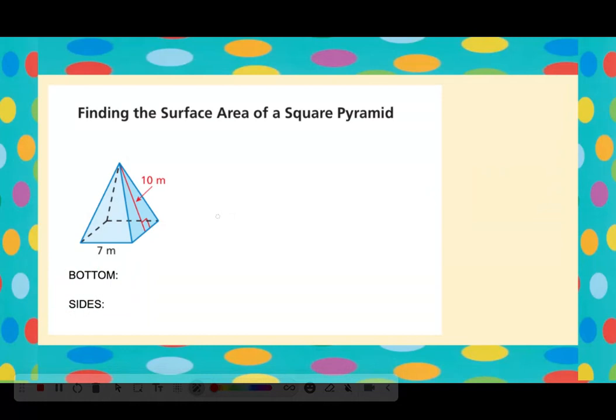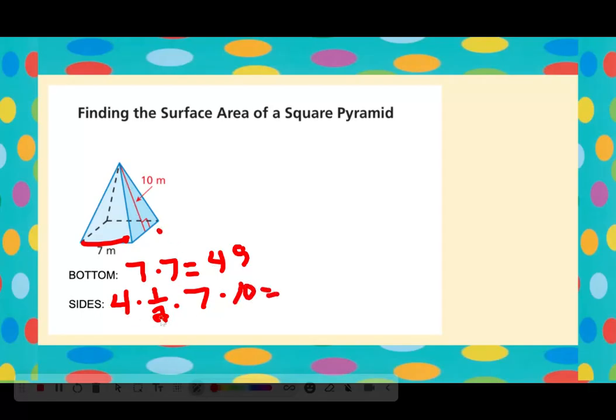Okay, here we have a square pyramid. So we know the bottom is a square, so that's 7 times 7. It's only one bottom, so that's 49. I can see I have 4 triangles that are exactly the same because it's a square bottom. So how do you find the area of a triangle? 1/2 times base times height. My base is 7. My height is 10.